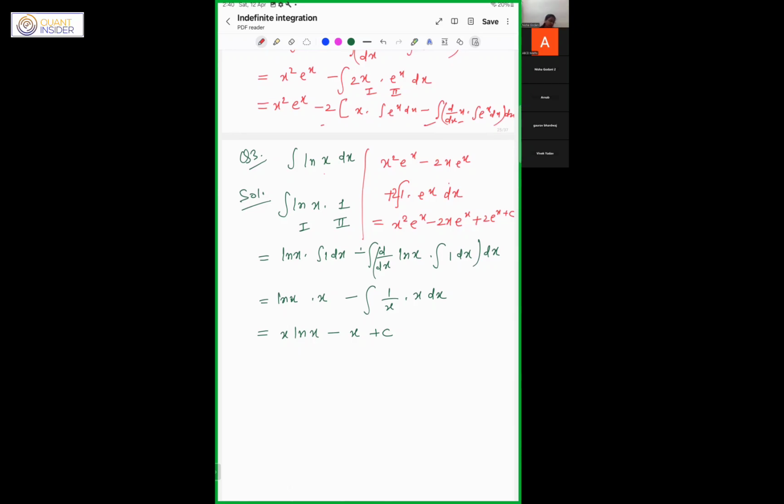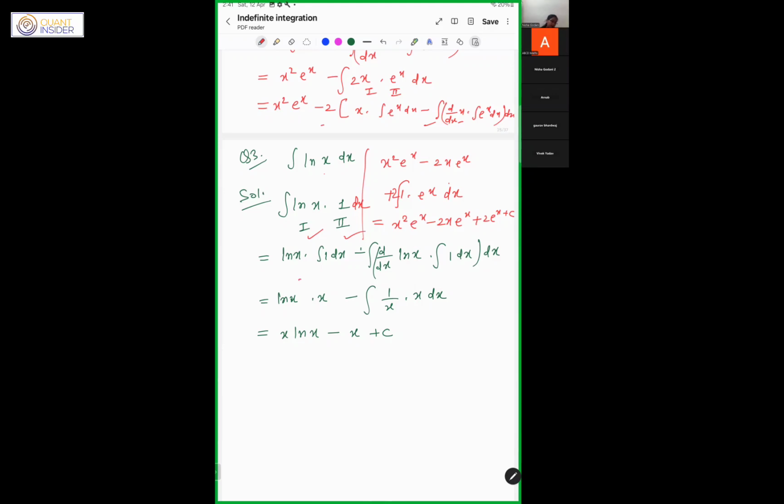In this, only ln x is there in the integration. So how will you do it? In such a case, we take the other function as 1: ln x into 1. Now we decide first and second function by the ILATE rule. Inverse trigonometric is not there, then logarithmic function is there, so it is taken as the first function. Then the other function is taken as the second function.